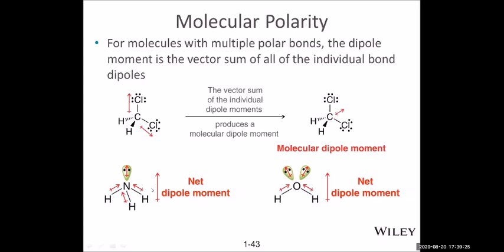The next example is ammonia. Ammonia has 3 bonds, and each bond is fairly polar because of the big electronegativity difference between the hydrogen and nitrogen. That big difference causes 3 polar bonds. Those 3 polar bonds combined together will give you the combined dipole. This combined dipole points up. So ammonia is a very polar molecule.